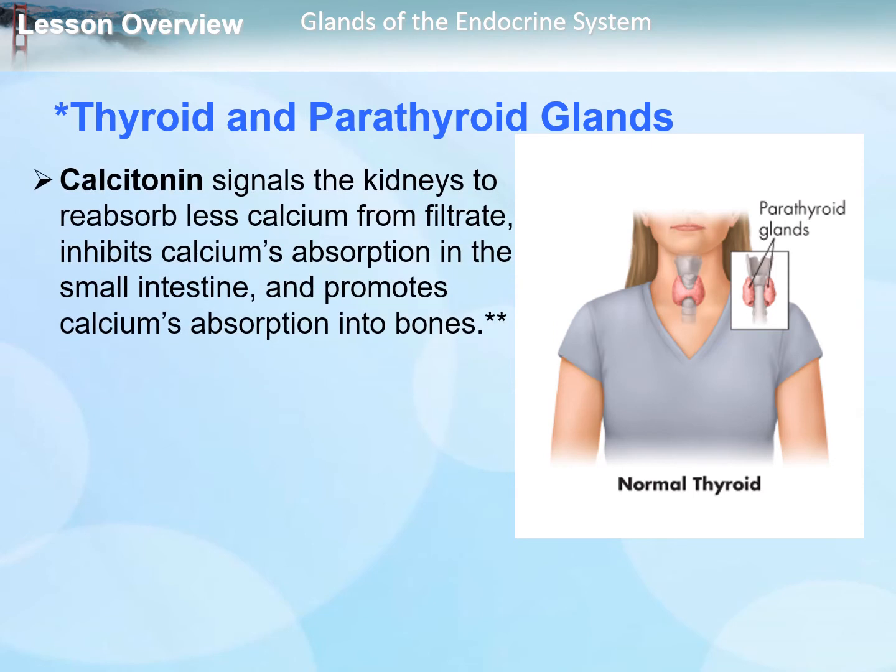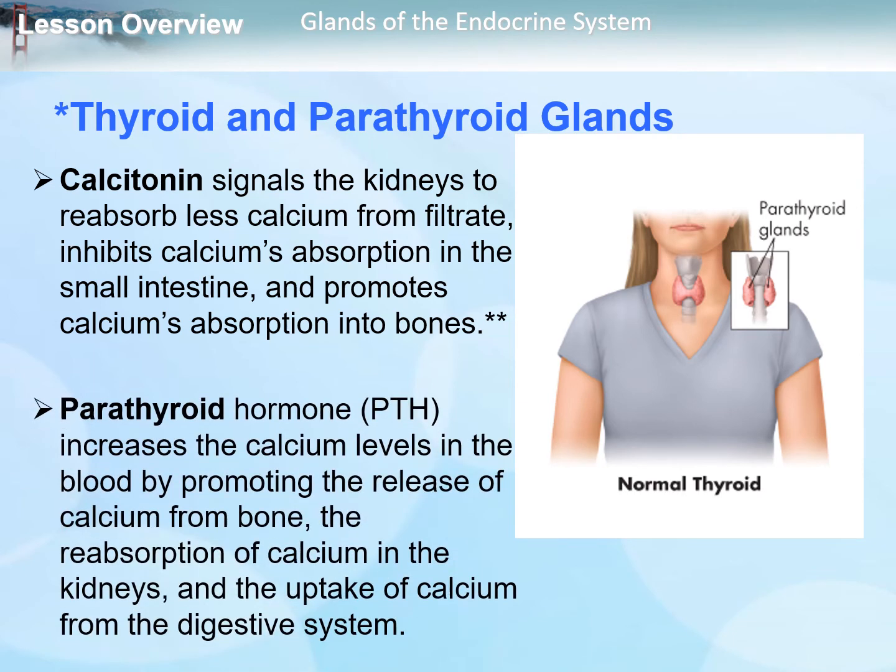The thyroid also produces calcitonin, which is a hormone that reduces blood calcium levels. Calcitonin signals the kidneys to reabsorb less calcium from filtrate, inhibits calcium's absorption in the small intestine, and promotes calcium's absorption into bones. Calcitonin's opposing hormone is parathyroid hormone, which is released by the four parathyroid glands located on the back surface of the thyroid.